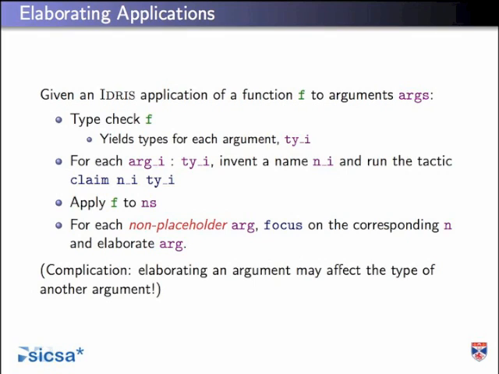But so yeah, I've mentioned this complication. Elaborating an argument could affect the type of other arguments. So applying vector cons, the length argument is going to affect the type of the tail argument.